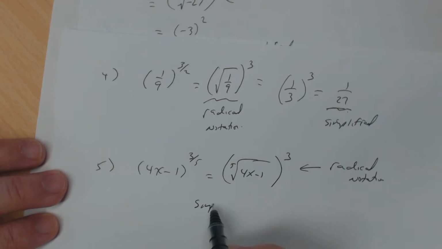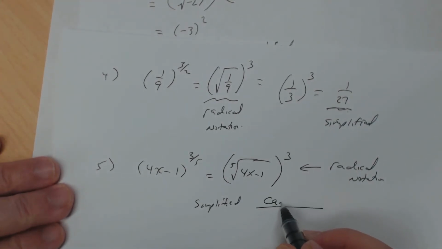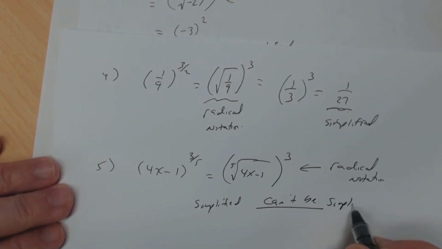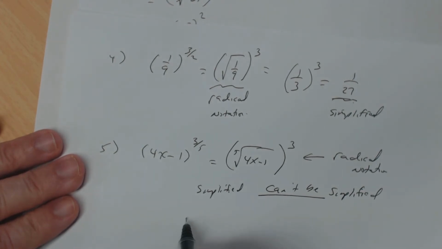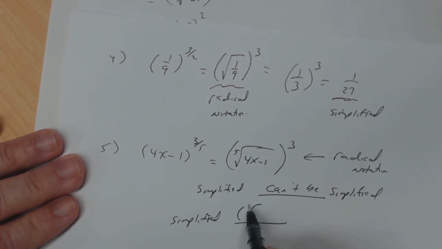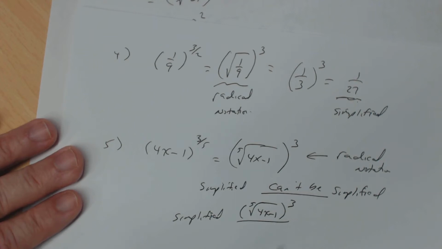And then in the simplified blank, if the direction says, on MyMathLab it may say cannot be simplified. So if it says that, then say can't be simplified. And I think on the worksheet it may say that also. So if it doesn't, then on the worksheet where it says simplified, you can just put this answer back. So it'll be the 5th root of 4x minus 1 cubed. But I think it may say, write it in radical notation, simplify. If it cannot be simplified, say can't be simplified in this blank. All right, so just look at the directions.